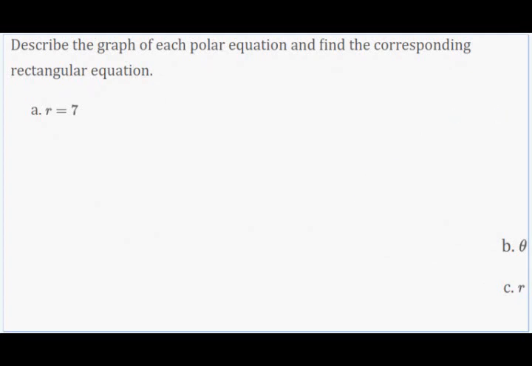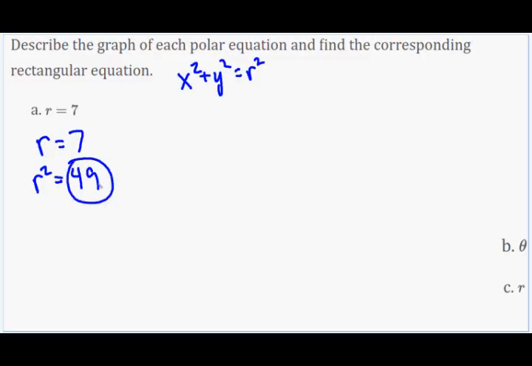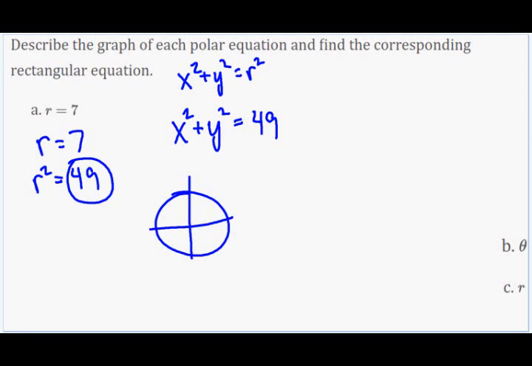The first one's pretty simple. It's just like part A of the example. Circle of radius 7. So r equals 7 is our polar equation. We would square both sides. r squared equals 7 squared, and that's 49. Back in that example, we used the relationship x squared plus y squared equals r squared. Well, r squared is 49. So this will be x squared plus y squared equals 7 squared, or 49. Again, this is just a circle centered at the origin, radius of 7.